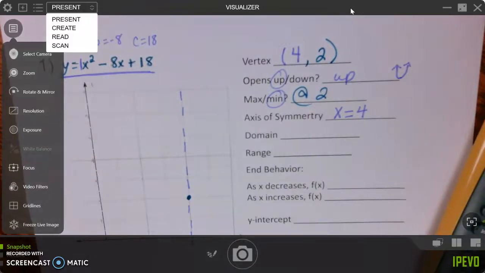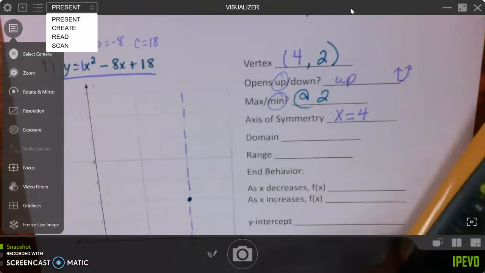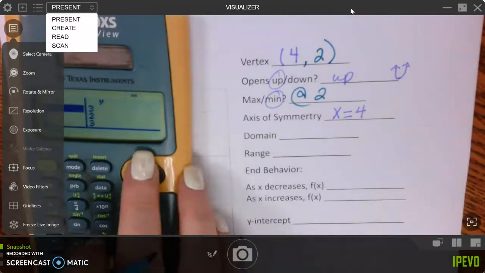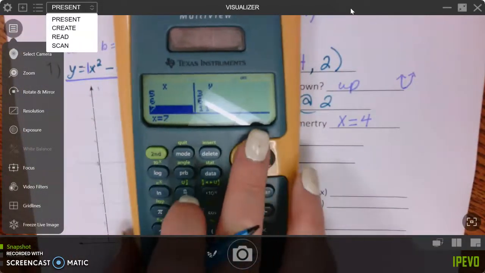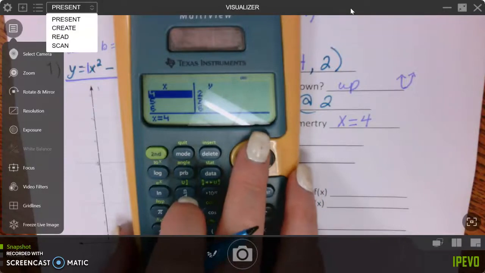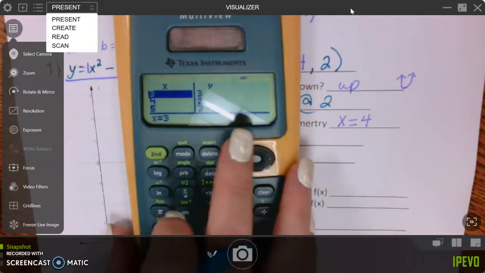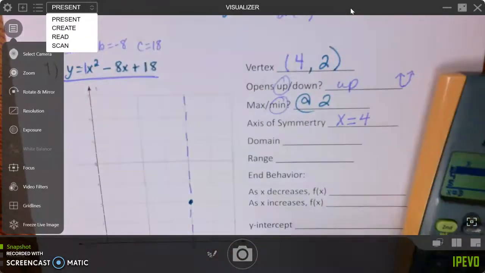All right. So we're going to get 2 points to the left of our vertex, and we're going to get 2 points to the right of our vertex. Our vertex is at 4, 2. So let's go here. A point to the left would be 3, 3.